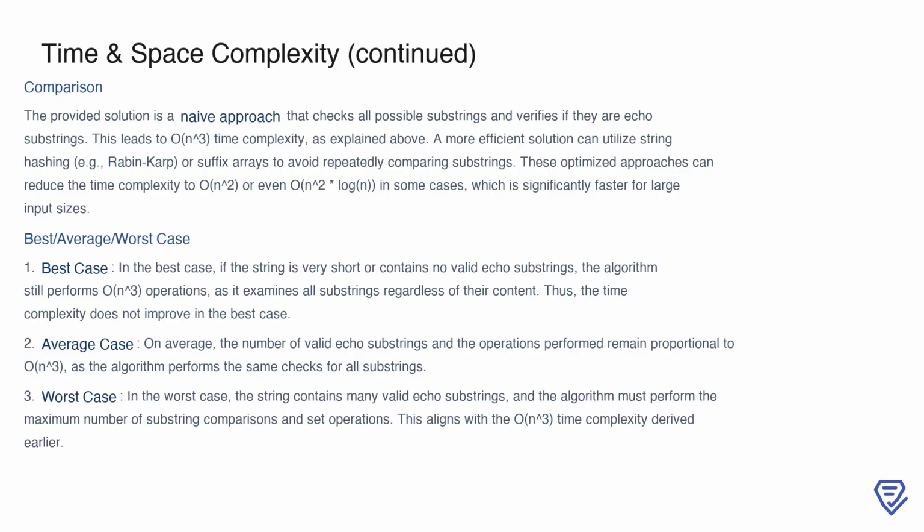Now, in terms of best, average, and worst-case scenarios, the time complexity remains O(n cubed), regardless of the input. Even in the best case, where the string is short or contains no echo substrings, the algorithm must still examine all possible substrings. On average, the number of operations performed aligns with O(n cubed). In the worst case, where the string is long and contains many valid echo substrings, the algorithm performs the maximum number of substring comparisons and set operations, confirming that the O(n cubed) time complexity holds in all cases.